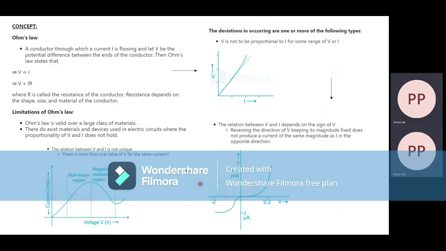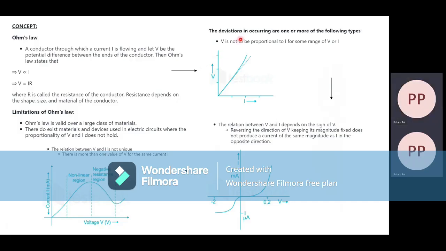Ohm's law is valid over a large class of materials. There do exist materials and devices used in electric circuits where the proportionality of V and I does not hold. So the relation between V and I is not unique. There is more than one value of V for the same current. I can see the plot, right? This region is called the non-linear region. This is called the negative resistance region because if you take the derivative, di dv or dv di, the slope is negative. That is why the resistance is negative over this region.